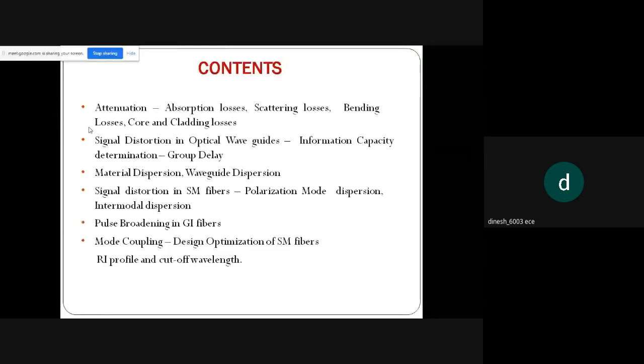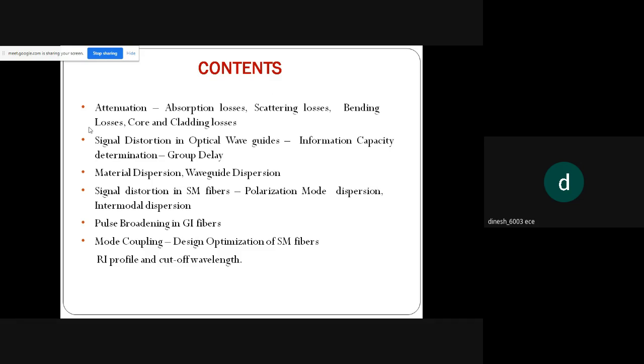After the two types of dispersion, which are types of signal distortion in optical waveguides, we are going to see a special case of signal distortion in SM fibers, which are single mode fibers, which is polarization mode dispersion, PMD. In that we have another type of distortion called intermodal dispersion and intramodal dispersion.